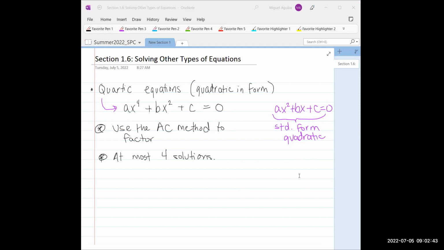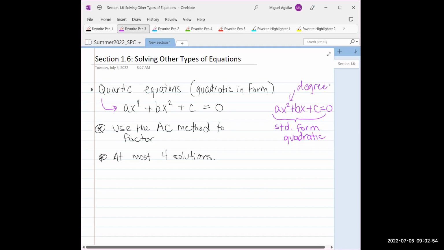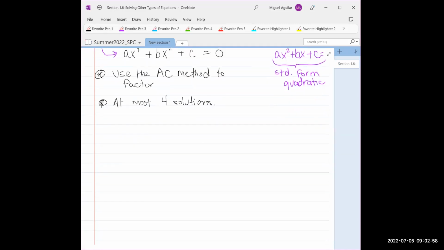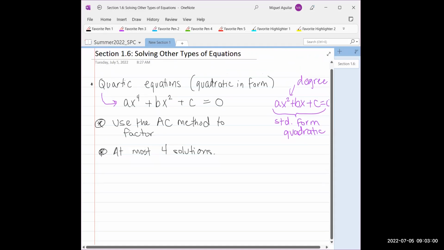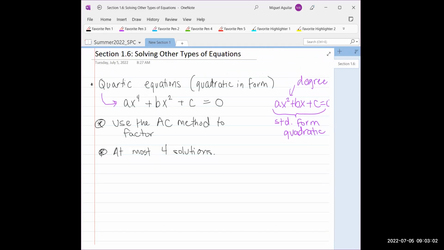So in the same way that a quadratic equation has 2 solutions, and the 2 is sort of indicated by this exponent, right? The degree tells you how many solutions there could be. The quartic equation is going to have 4 solutions. Does anybody need to write that down still? I'm good. Okay.